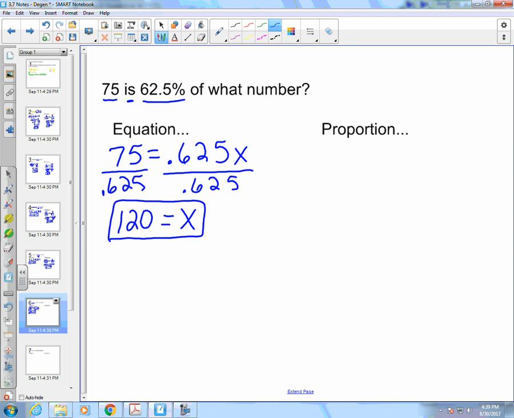This is like saying, I took a test, I got 62.5% of the points. I got 75 points. How many were on the test? There were 120 points on the test.